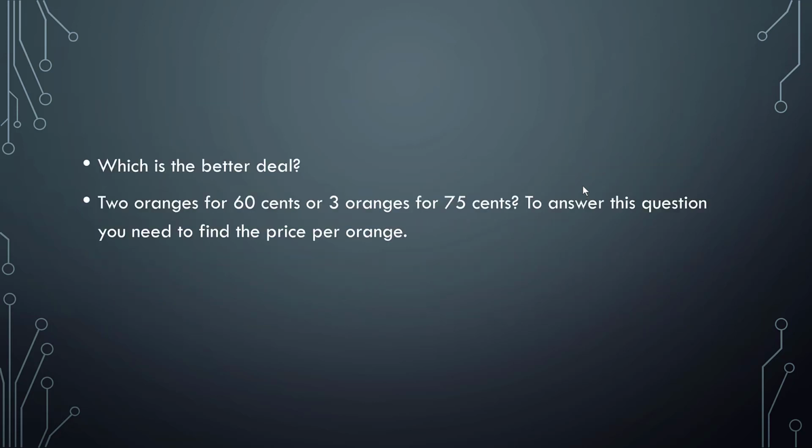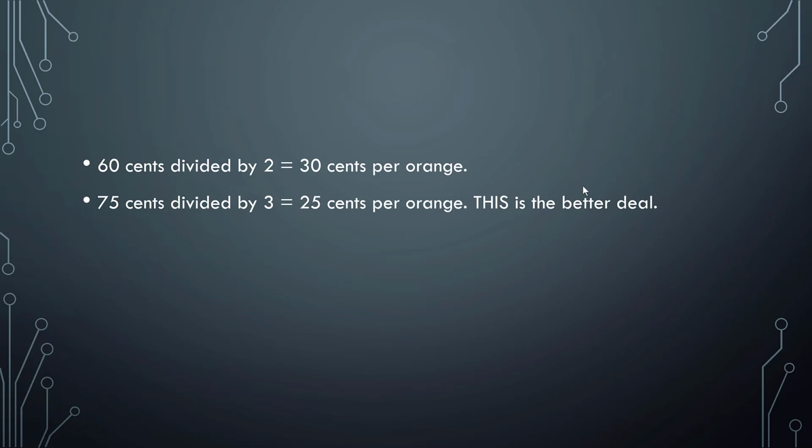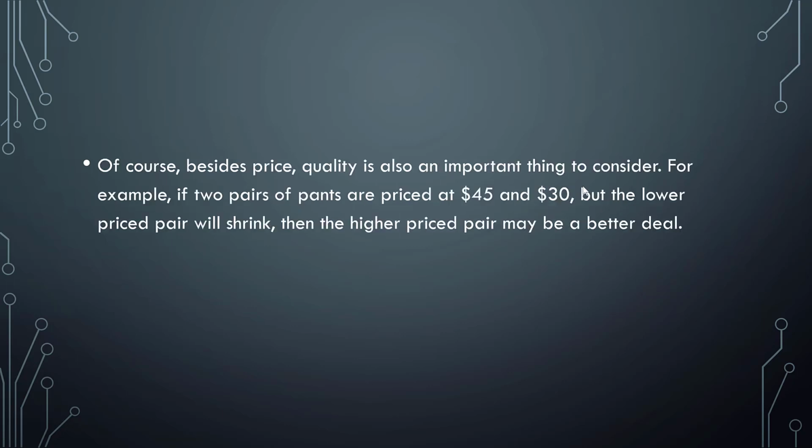So for example, which is the better deal? You got 2 oranges for 60 cents or 3 oranges for 75 cents. Tell me, what's the better deal? What you need to do is you need to find the price per orange. So you can divide the 60 by 2 and the 75 by 3. Whichever gives you the lower price, that's going to be the better deal. So 60 cents divided by 2 is 30 cents per orange. 75 divided by 3 is 25 cents per orange. So what's the better deal? This one.